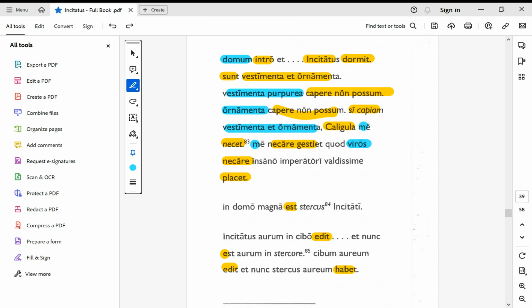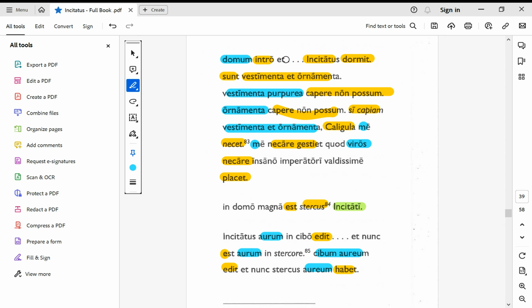Oh, wait. Oops. Wrong. Go and get the caulking stuff. Mm-hmm. Thank you. I gotta run this laundry. Okay. Take a shower. I don't know where Mom and Dad are. All right. So let's find some more accusatives. Aurum. Cibum aureum. All right. So start with our yellow and then go to our blue.